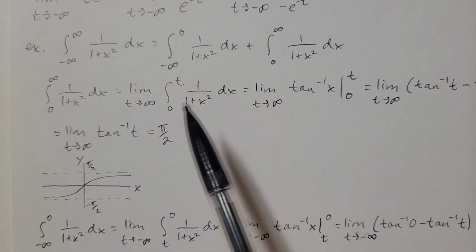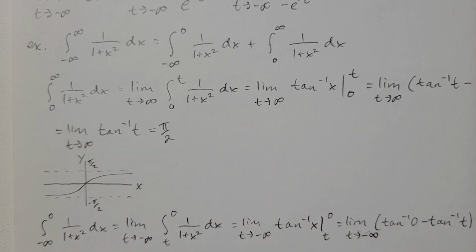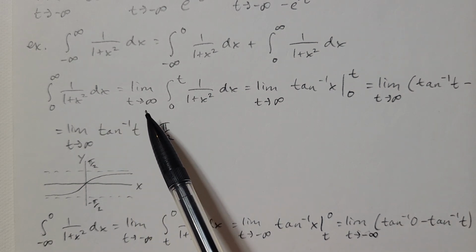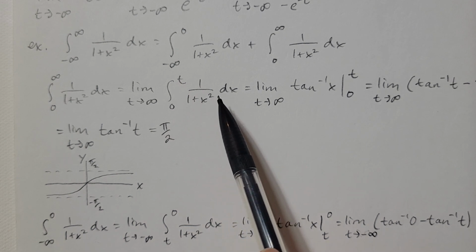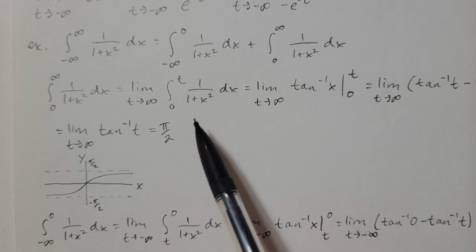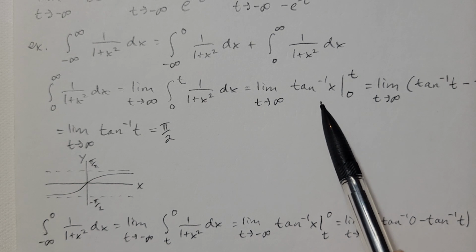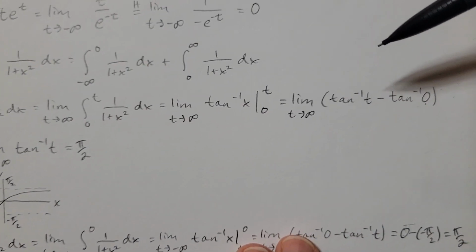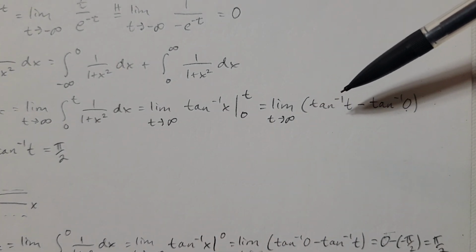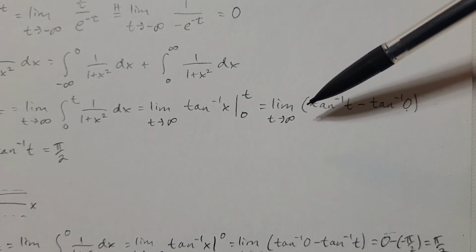Okay, and so let's look at this integral here first. So the integral going from 0 to infinity of 1 divided by 1 plus x squared dx, that is the limit as t approaches infinity of the integral going from 0 to t of 1 divided by 1 plus x squared dx. Okay, use the limit definition there. And the antiderivative of 1 divided by 1 plus x squared, that's tangent inverse of x, and I'm going from 0 to t. So when I plug in my bounds, plugging in the upper bound first, I got tangent inverse of t minus tangent inverse of 0. We want the limit as t approaches infinity of that.